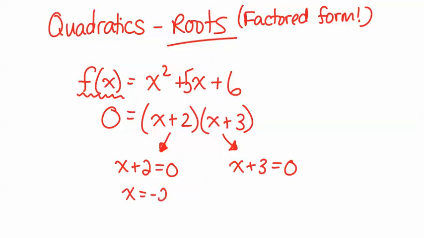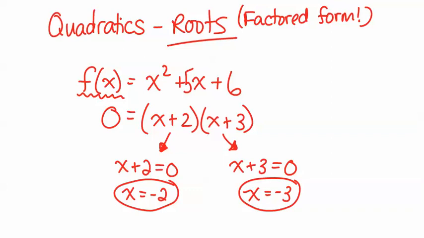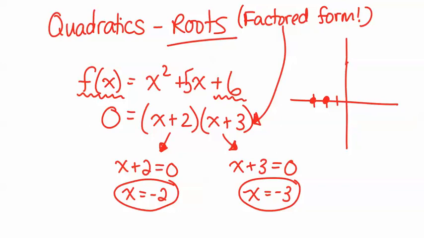So x equals -2 here. x equals -3 over here. So those are my 2 roots. This here is factored form, and from factored form, I'm able to set each bracket equal to 0 to solve for x. So now I know this graph would have x-intercepts at -2 and -3. I also know this is the y-intercept.